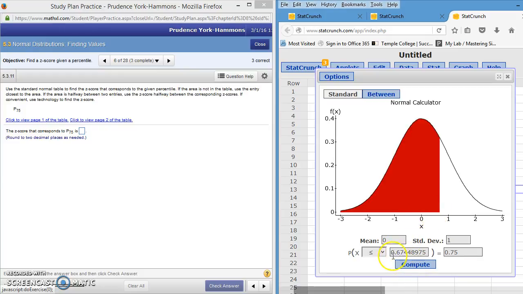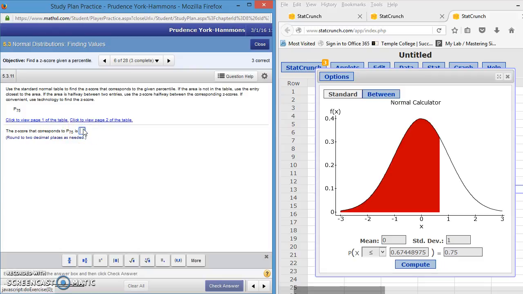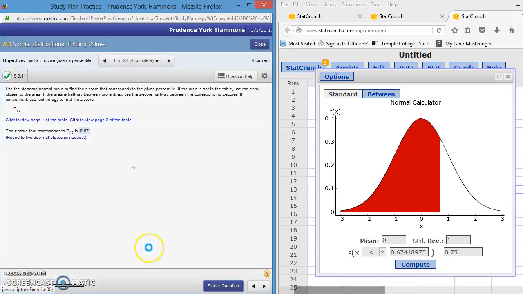And so it says X, but these are Z values because the mean is 0 and the standard deviation is 1. 0.67448975, but I only want 2 decimal places, so that's 0.67. Or you can type 0.67. And so that's the way the percentiles are going to be working.